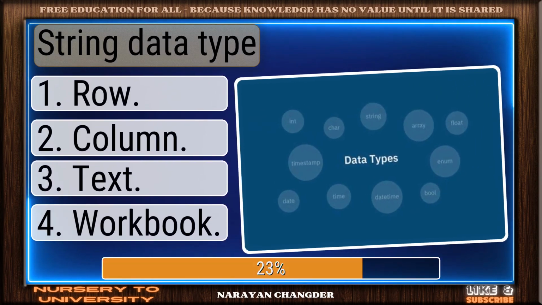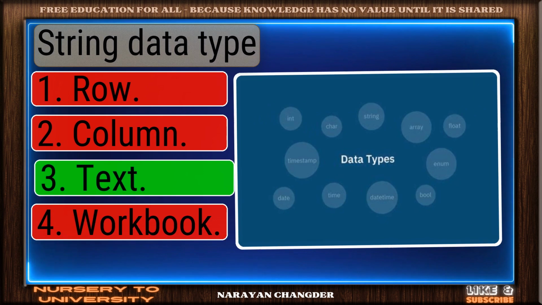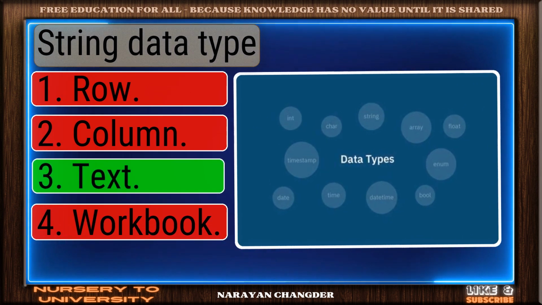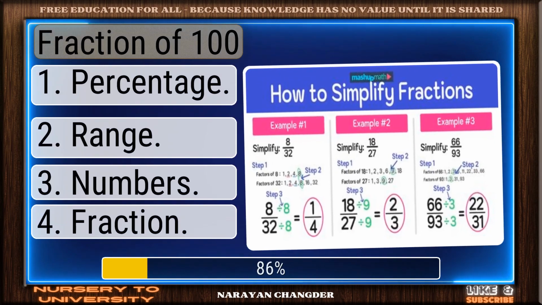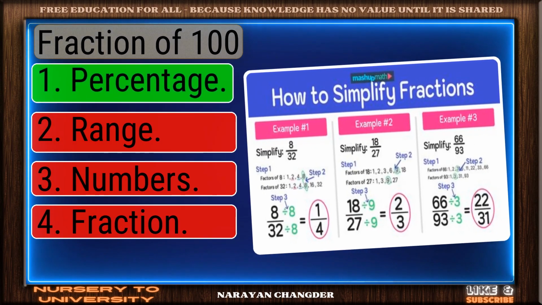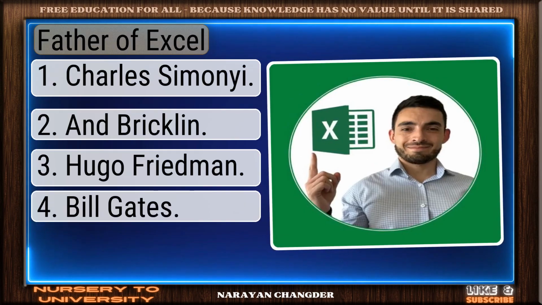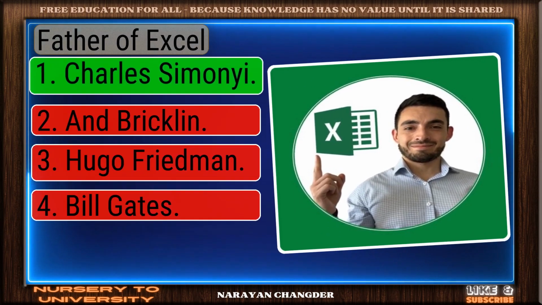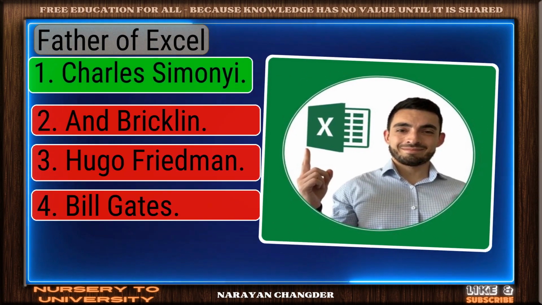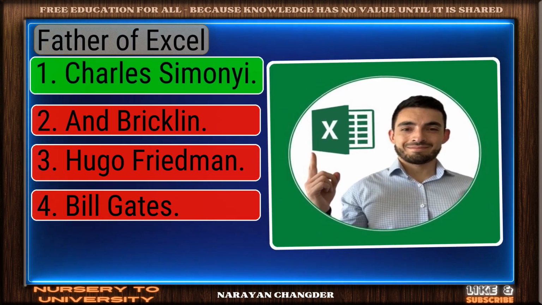String data type. You got it. Your choice text is right. Fraction of 100? You're right. Percentage is the correct answer. Father of Excel. Nice work. You chose Charles Simonyi, and it is correct.